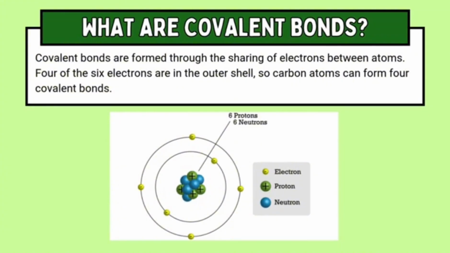If you look at the picture below, this is a carbon atom. You can see that it has 6 protons and 6 neutrons, which does not really matter. What matters is that it has 6 electrons orbiting the nucleus, and we see that it has 2 shells. In the inner shell, there are 2 electrons, and in the outer shell, it has 4 electrons, meaning it can form 4 covalent bonds.